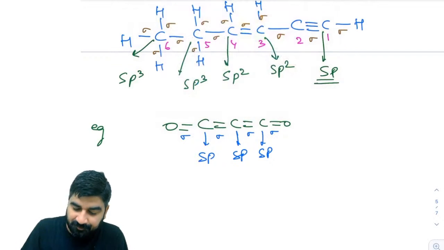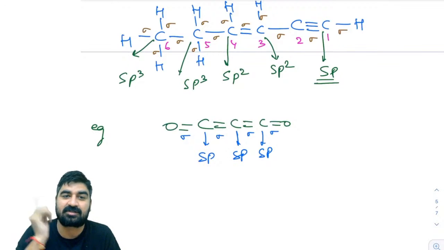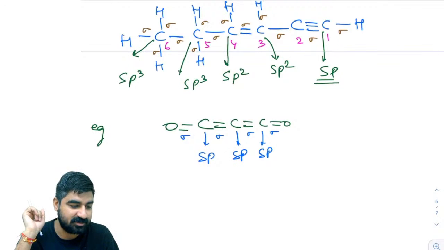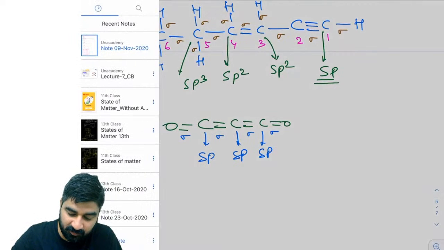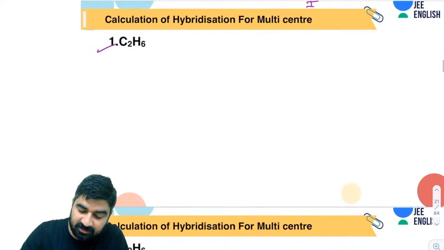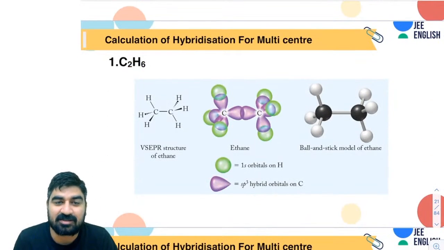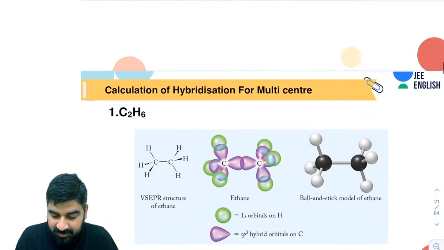Now let's do it. So now you are done with the calculation of hybridization using only structures. Okay, guys? So how do we calculate that? Now let me tell you guys how this hybridization will take place.